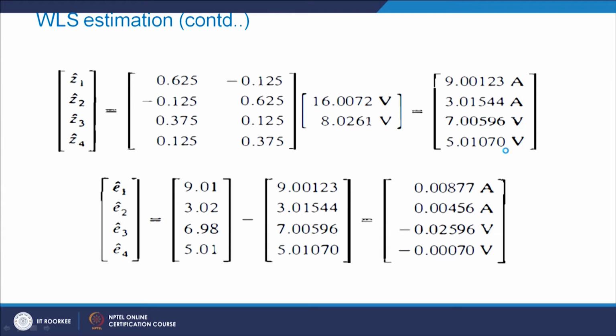This is giving me the z hat matrix. So, this is the estimated value. Therefore, estimated errors are the actual values obtained by the meters, that is 9.01, 3.02, 6.98 and 5.01, minus the estimated values of the measurements. So, this is this. We can see that these estimated errors are pretty small. So, we can possibly think yes, our estimation is reasonably correct.